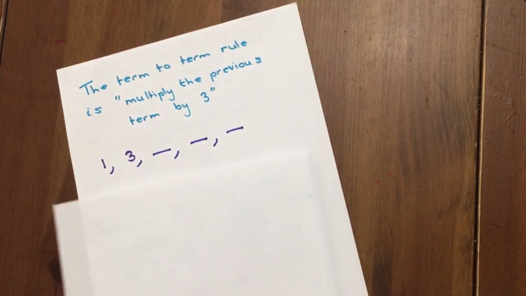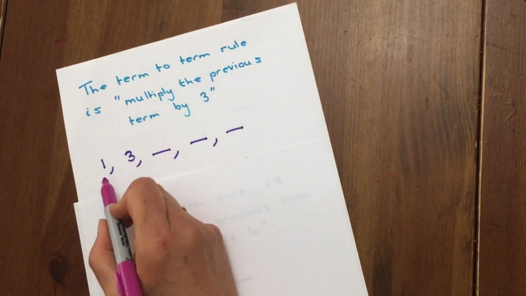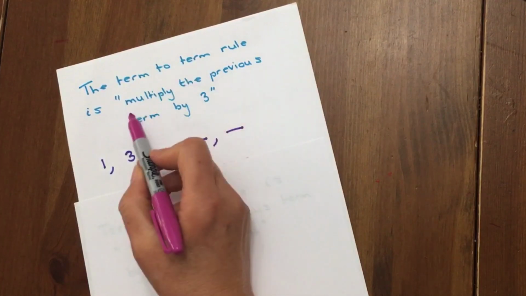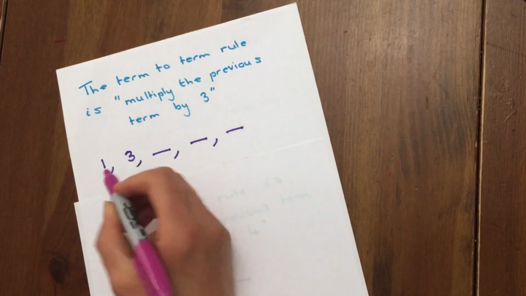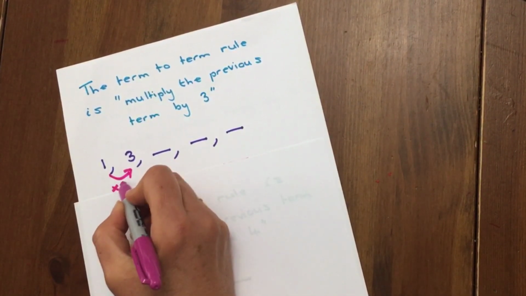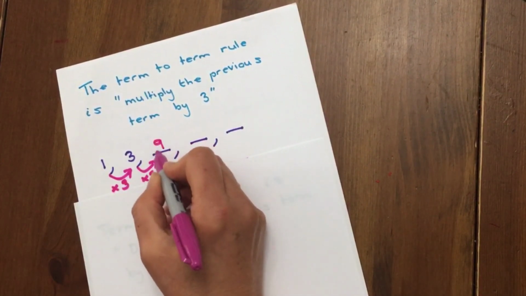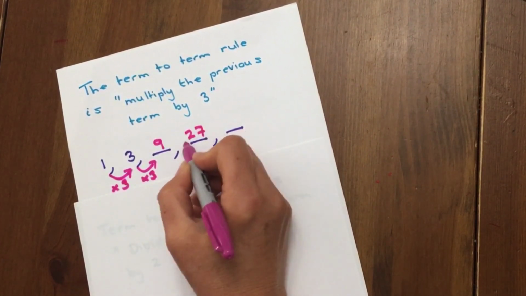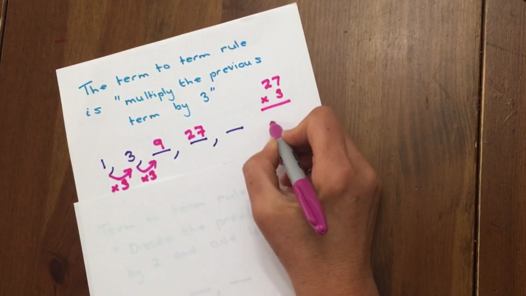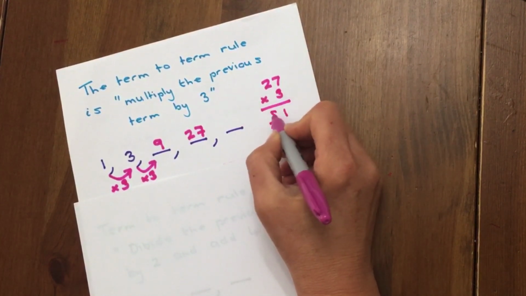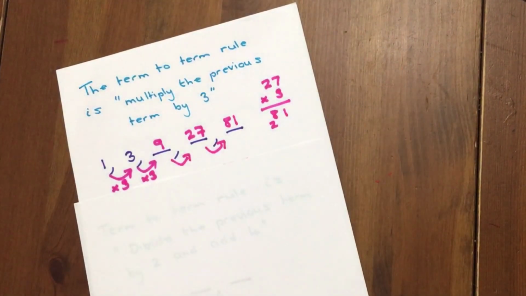Now, what we're going to look at today is if I give you the term-to-term rule, can you finish off the sequence? So the term-to-term rule is multiply the previous term by 3. So to get from one term to the next, we multiply by 3. So 3 times 3 is 9, 9 times 3 is 27, and 27 times 3, so we're doing this without a calculator, that's 21, 6, that will be 81. So I'm timesing by 3 all the way along.